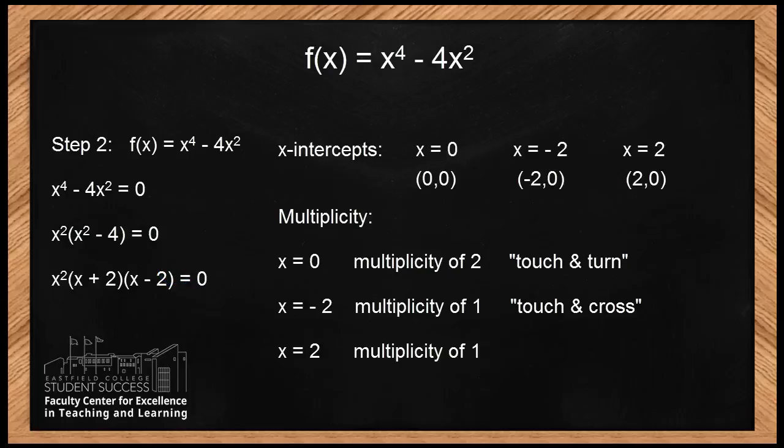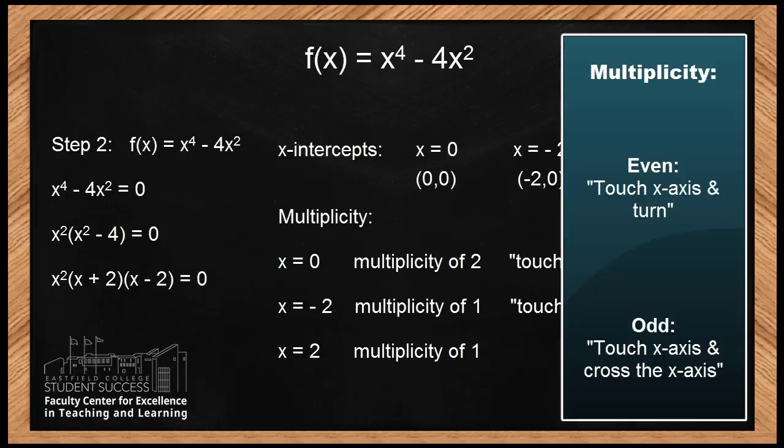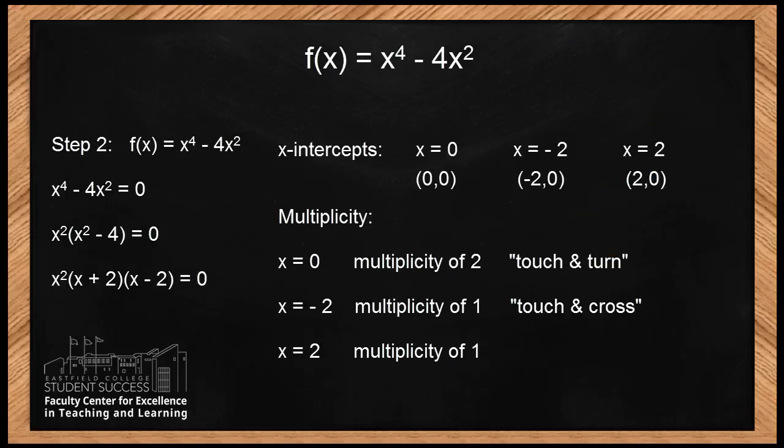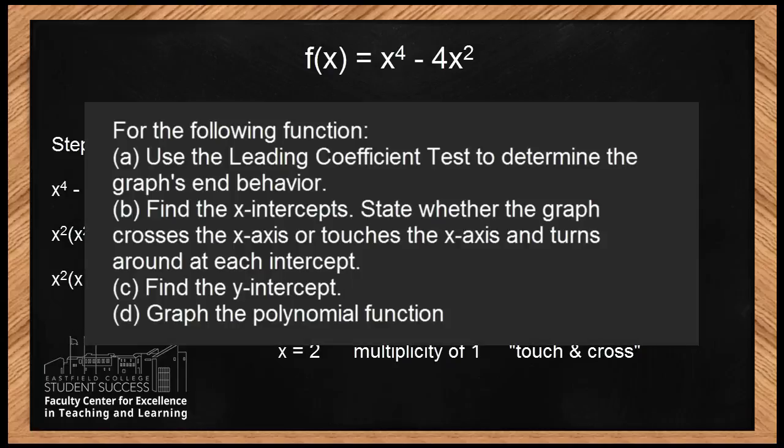Multiplicity is 1. Number 1 is an odd number. We have an odd root of multiplicity. The graph will touch and cross at that root. Okay, so now we have completely finished part B. All right, let's continue and look at part C.